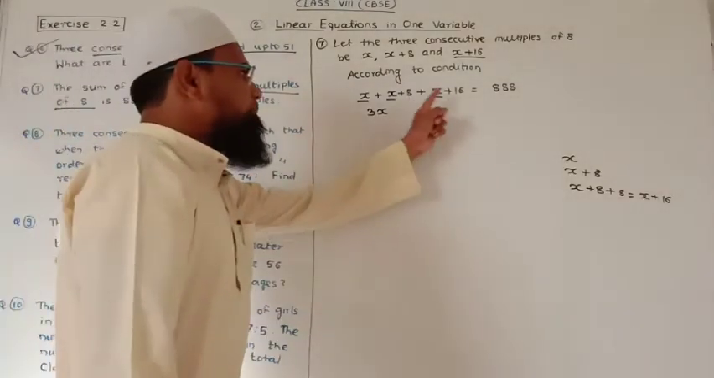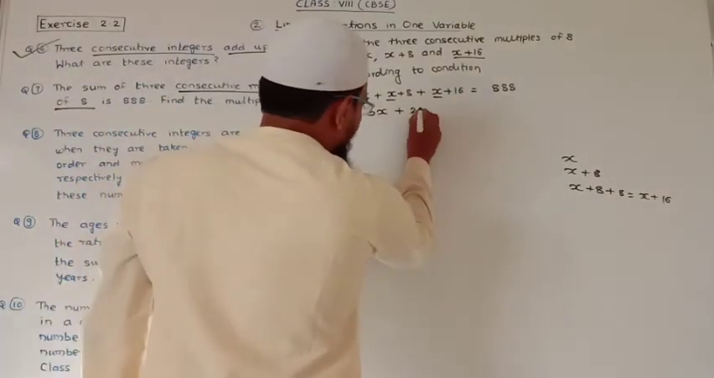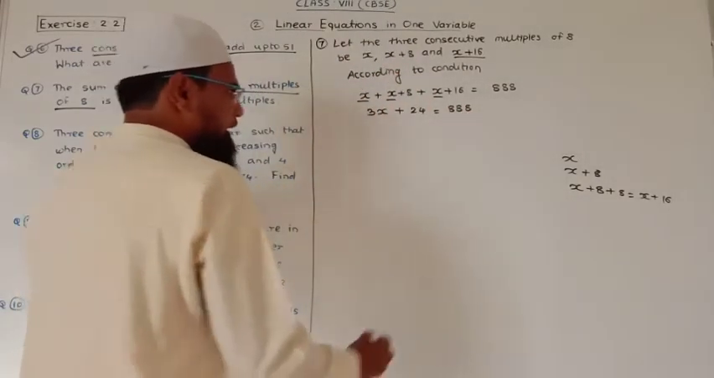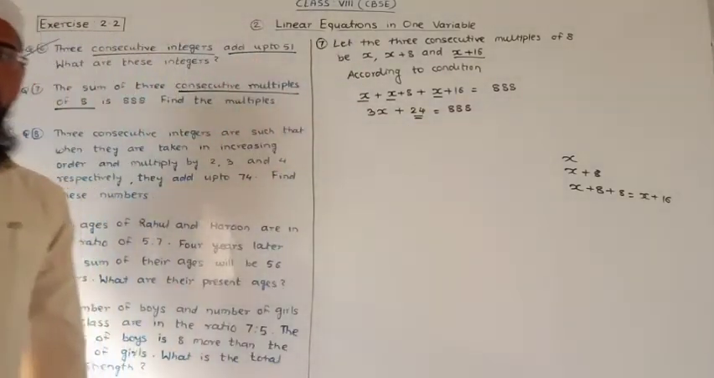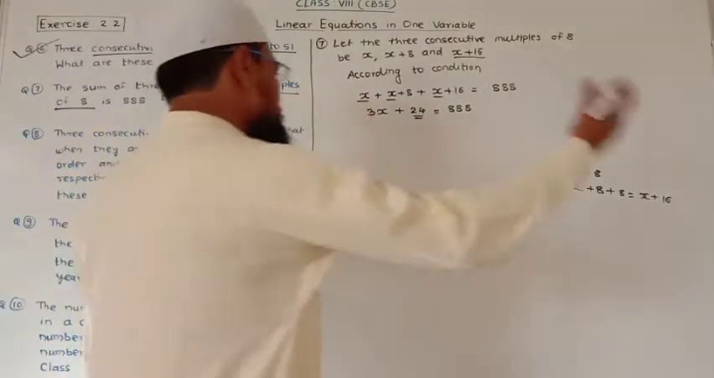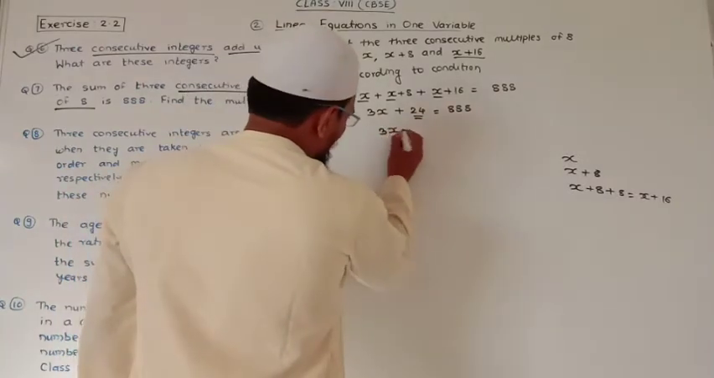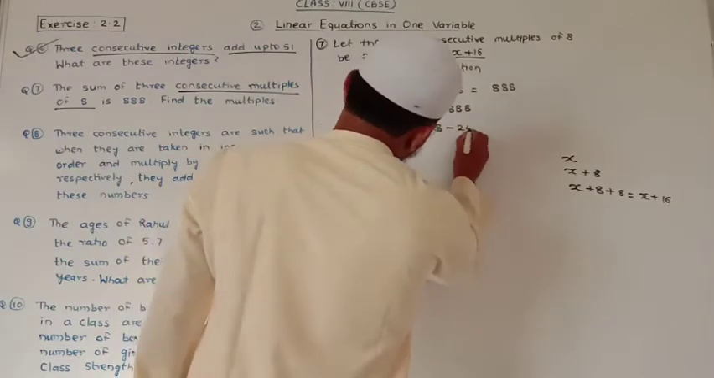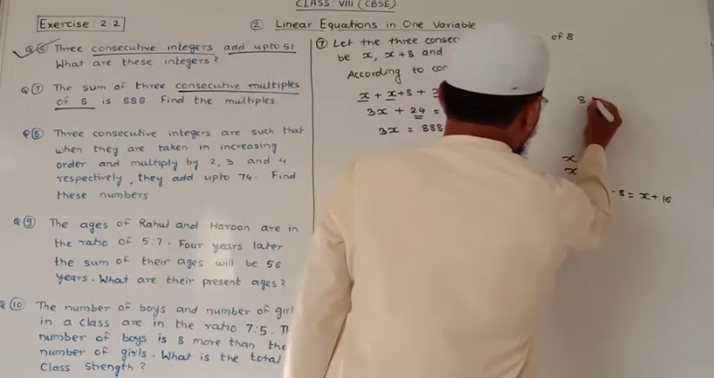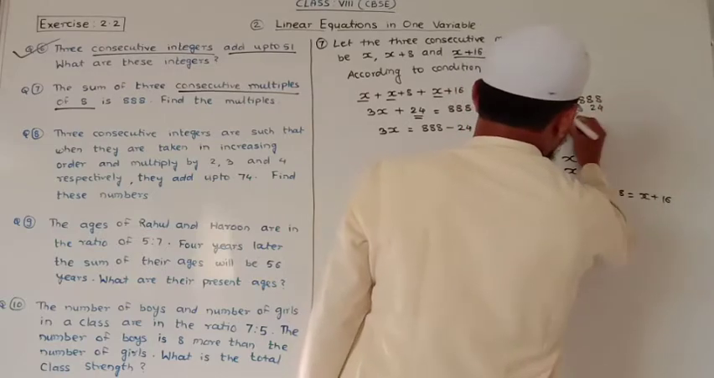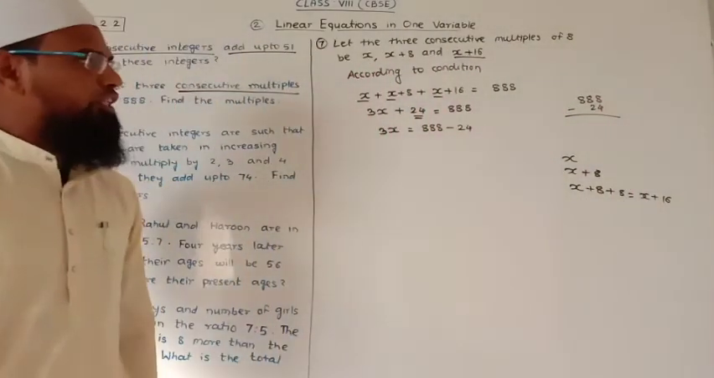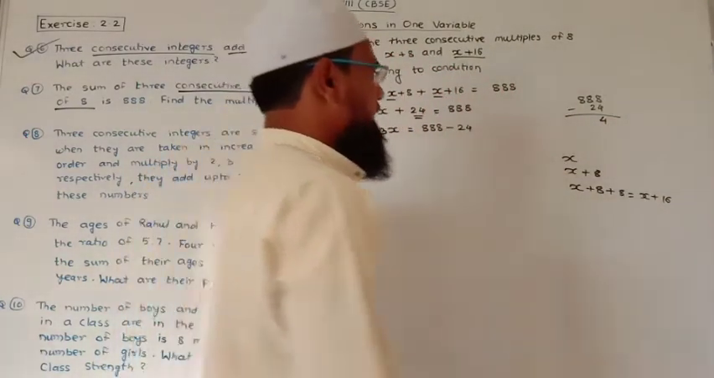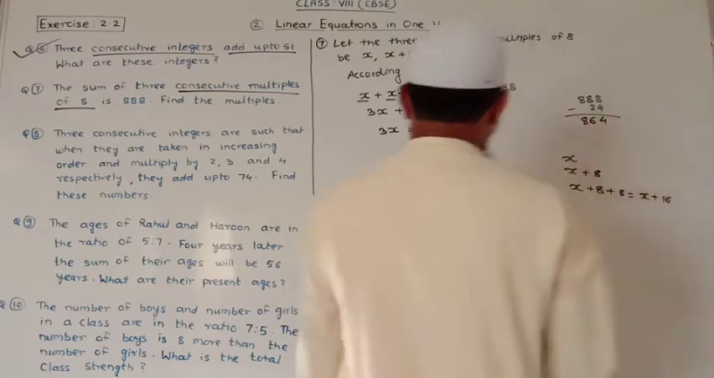Now 8 plus 16 is nothing but 24, so 3x plus 24 is equal to 888. Now 24 is constant, so we first transpose it to the RHS. So we get 888 minus 24. This is the simple calculation: 8 minus 4 is 4, 8 minus 2 is 6, and 8 as it is.